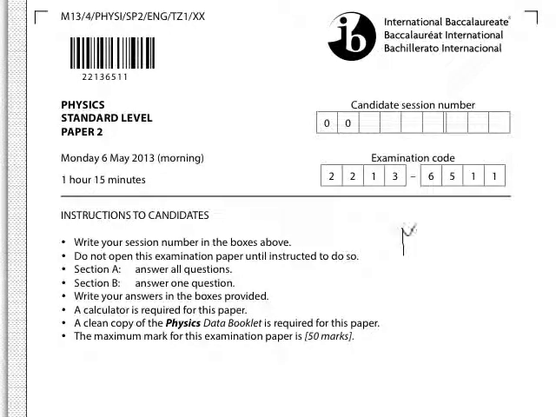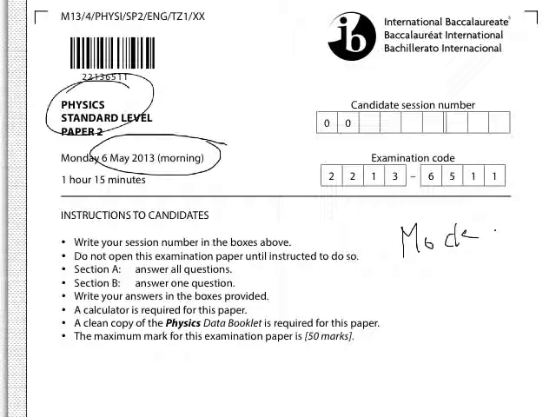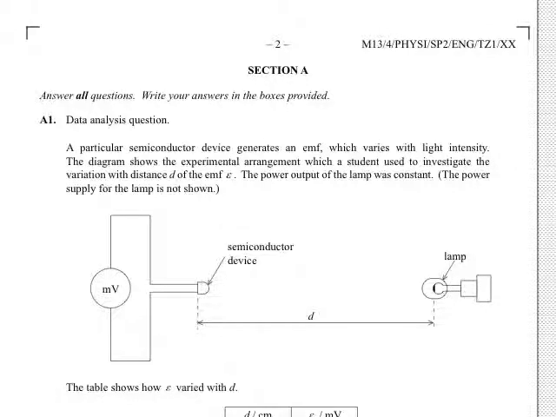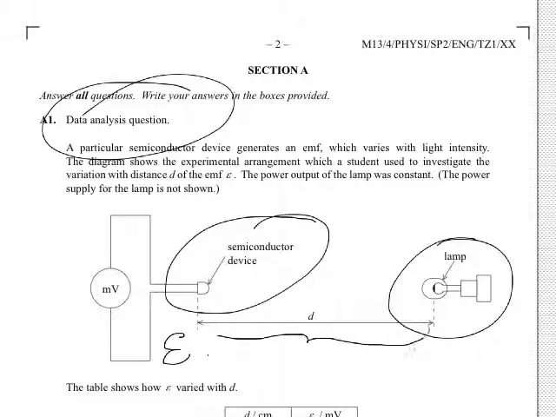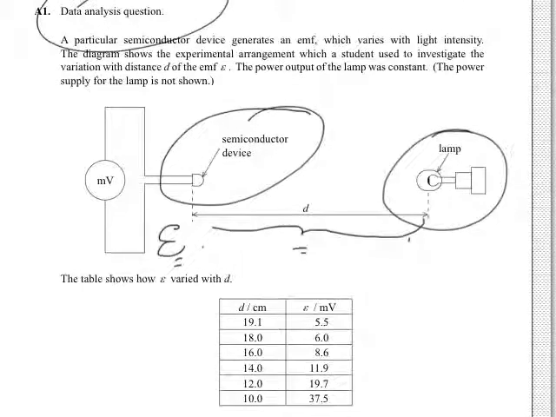Okay, so this is the mock paper 2 standard level, which is actually the May 2013 paper. Okay, data analysis question. We have a lamp which is generating an EMF, and the student is going to vary the distance d and see what the resultant effect on the generated EMF is. In these data analysis questions, the actual physics behind the experiment is not important, so don't worry too much if it's something you don't recognize. Let's have a look at the data.